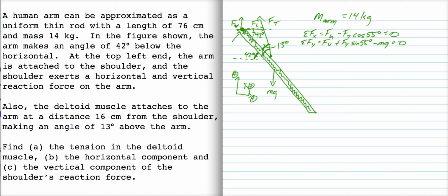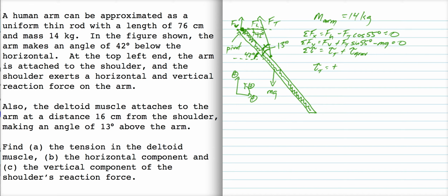Now for the torques, my strategy is always to put the pivot where the most unknowns are, and I've got two unknowns there at the shoulder. So the sum of all torques is going to be the torque due to tension plus the torque due to gravity, because the torque due to the horizontal force and the torque due to the vertical force are 0, because they are located at the pivot. So let's consider first the torque due to tension. The tension is making the arm rotate in a counterclockwise direction, so it's positive.